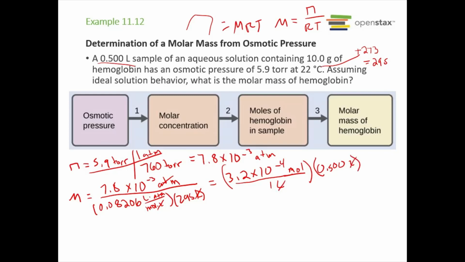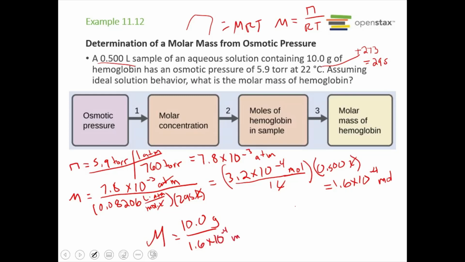So we have 1.6 times 10 to the negative fourth moles of hemoglobin. And so now we can get our molar mass. We have 10 grams of it. 10 grams per 1.6 times 10 to the negative fourth moles. And that gives us 6.2 times 10 to the fourth grams per mole.